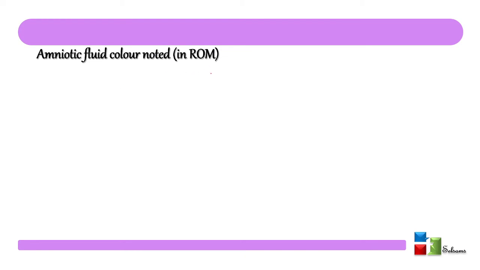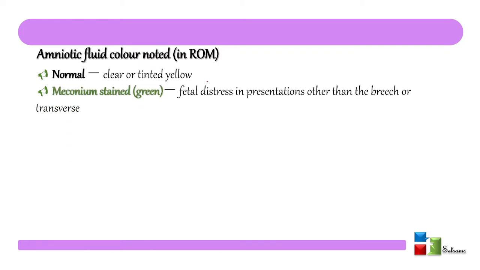So amniotic fluid color is noted if there is rupture of membrane. Okay. Normal color is clear and tinted yellow. It's like a serum color, urine color. And meconium stained if the baby has fetal distress. Meconium will be green in color. Fetal distress means the fetal heart rate is up and down. It's not in normal range.